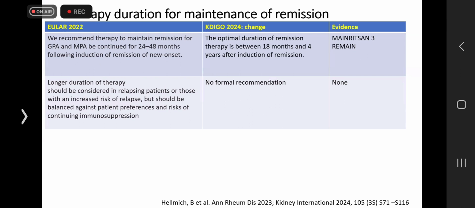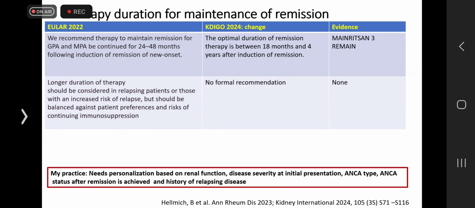EULAR 2022 also says a longer duration of therapy can be considered in patients with relapsing disease and those who have high risk for relapse, but should be balanced against patient preferences and risk of continuing treatment. And there is no other recommendation from the KDIGO 2024. In my own practice, I think this needs to be really personalized based on renal function, disease severity at initial presentation, the ANCA type, PR3 or MPO, whether they achieved ANCA negativity at remission, and history of relapsing disease.